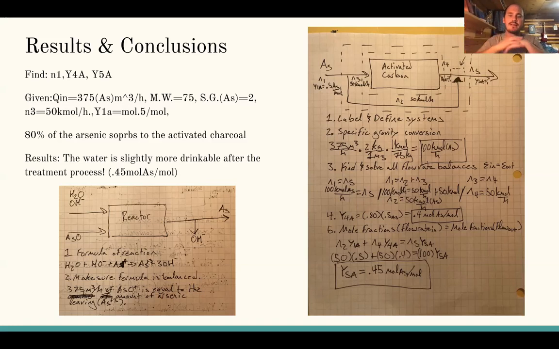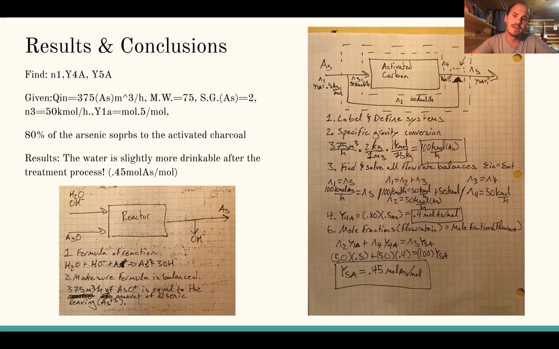So we're told that the amount of arsenic going in is 375 meters cubed per hour. We're going to multiply by the specific gravity and then divide by the molecular weight. We're going to get 100 kilomoles per hour. Then we're going to solve for all the flow rate balances, in equals out, right? Most importantly, the initial amount going in is equal to the amount going out, so that's not going to stop the flow rate of the drinkable water. We want to make sure that people are able to drink water.